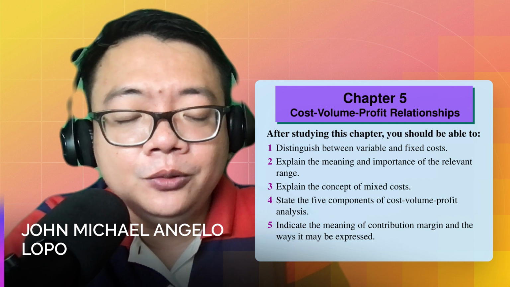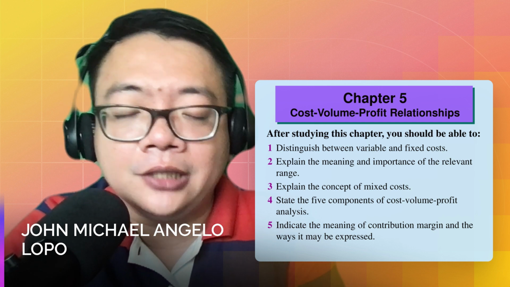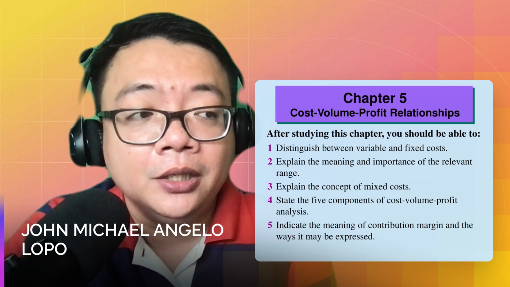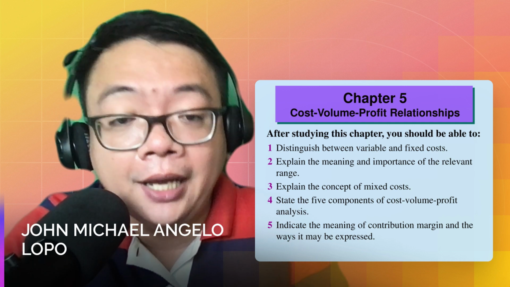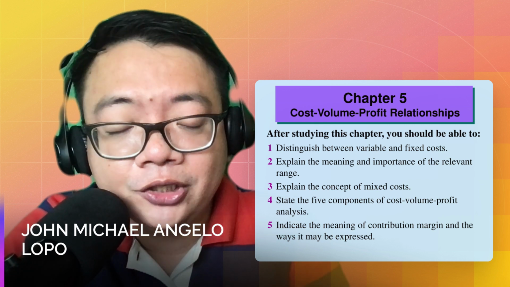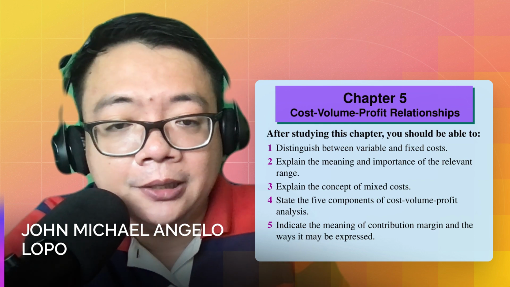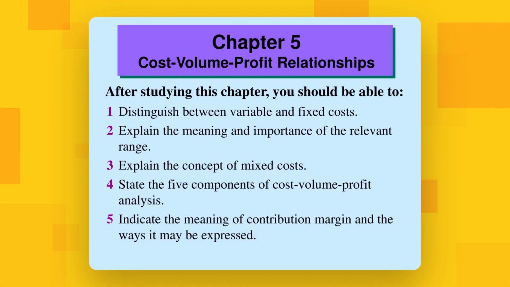Okay. How do you separate your variable and fixed costs in the mixed costs? So you have three methods, which are the high-low method, least squares regression method, and scatter graph method. But in this review lecture, I will only discuss the high-low method and the least squares regression method.